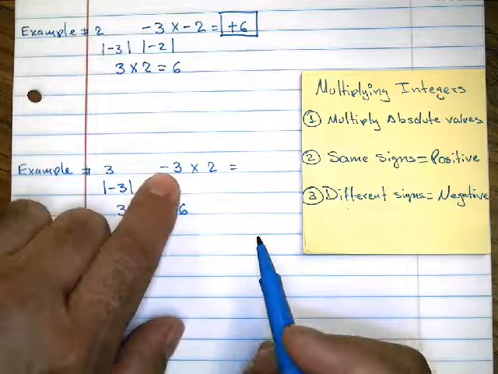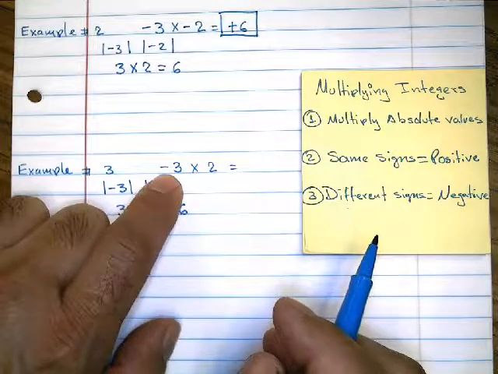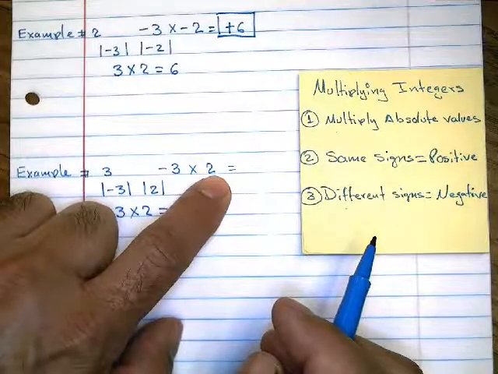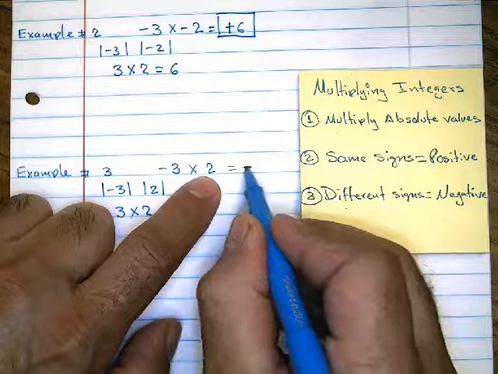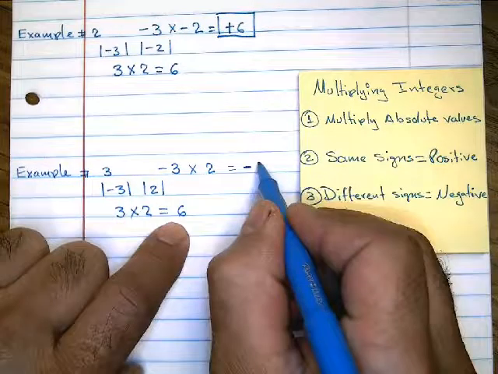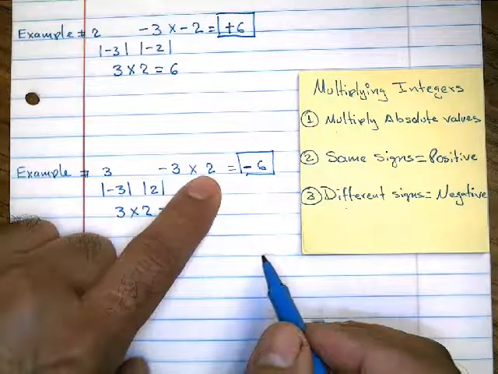Then I look at the original equation. So I have a negative times a positive. So I have different signs. So that means that the answer has to be negative, and my number that I got was 6. So here we have it. A negative times a positive is negative.